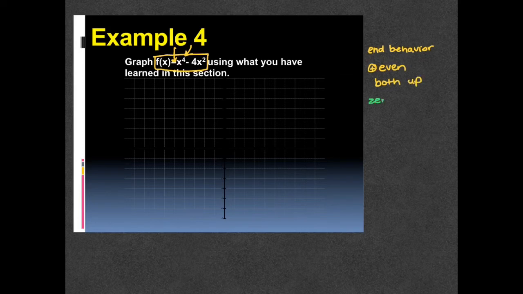Then I'm going to find my zeros. So I'm going to say 0 equals x to the fourth minus 4x to the second. I can take out an x to the second, and I get x to the second minus 4, which can be factored one step further because it's a difference of two squares.